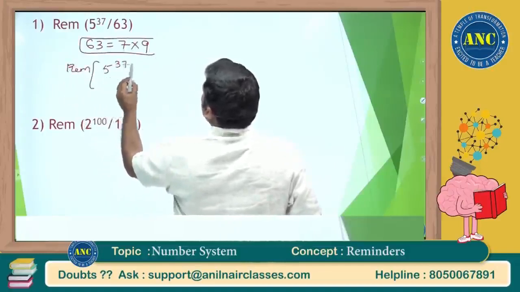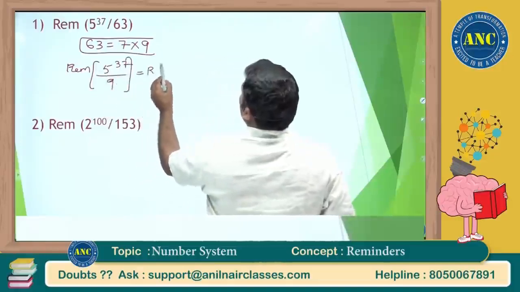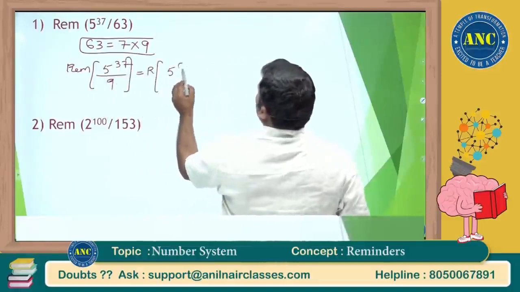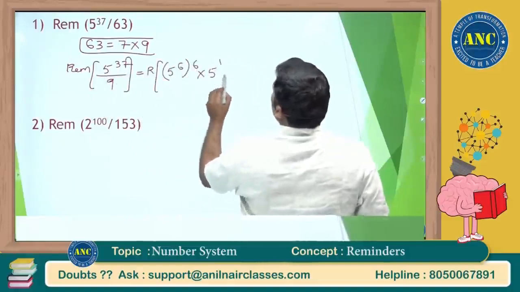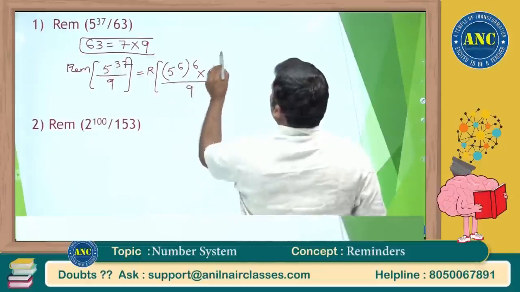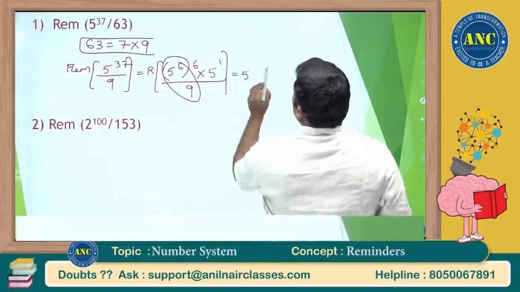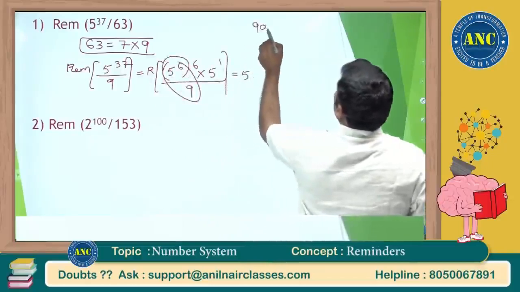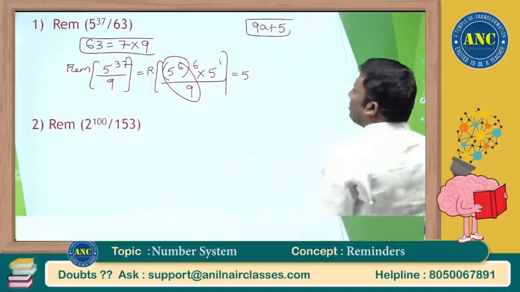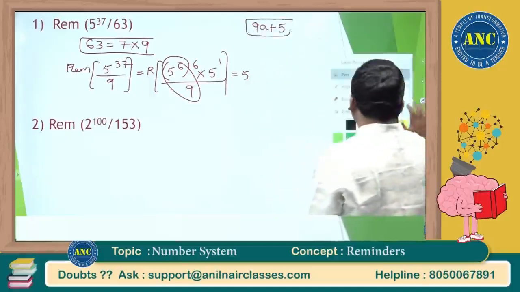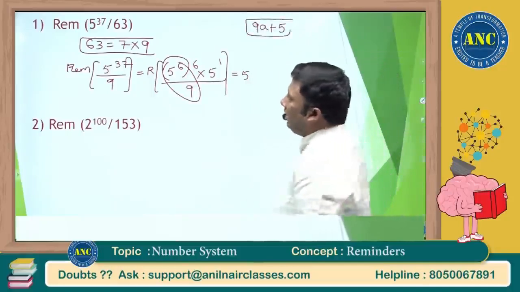5 power 37 when divided by 9. The Euler quotient function of 9 is 6. So 5 power 37 is 5 power 6 power 6 into 5 power 1, divided by 9. The answer is 5. The answer when divided by 9 should give remainder 5. I hope the idea is clear.